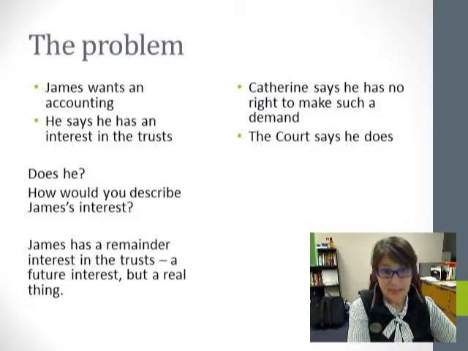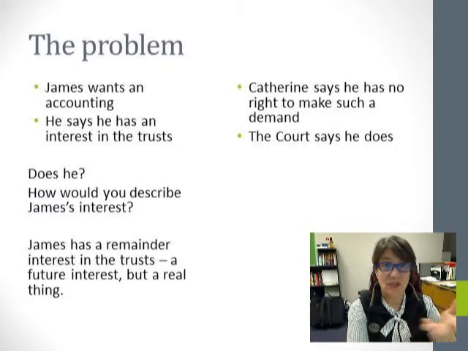Okay, the problem. James, the son, wants an accounting. Catherine is enjoying the income. She doesn't think he deserves one. He wants to know what's in the trust. He wants to know where it's going. Does he have an interest? Does he have a right to say that? This is the question that you might be presented with. This was the entry question for us with Grandpa Bob. Do you have a right to make any demands at all?